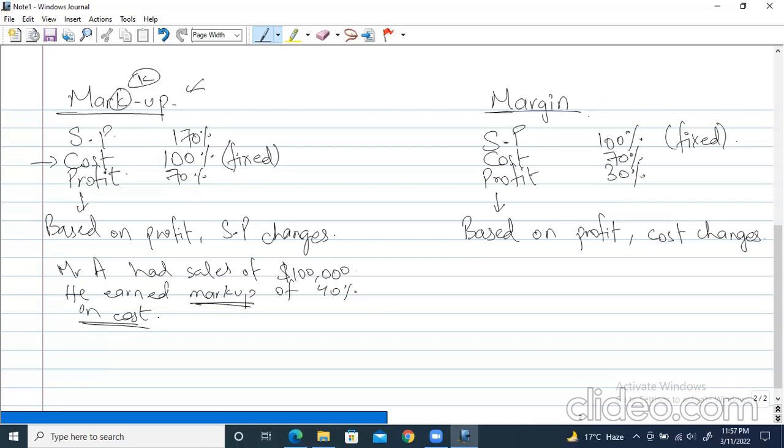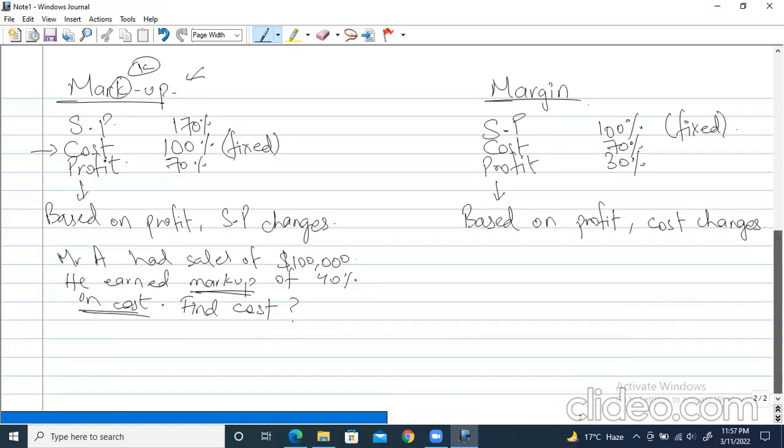Now let's complete the question. These things we'll discuss further in the questions as well. So markup is 40%, and we have to find the cost in monetary values. Now I'll create the same sketch over here: first of all selling price, then cost, and after that profit. First of all, we have to write the percentages over here.